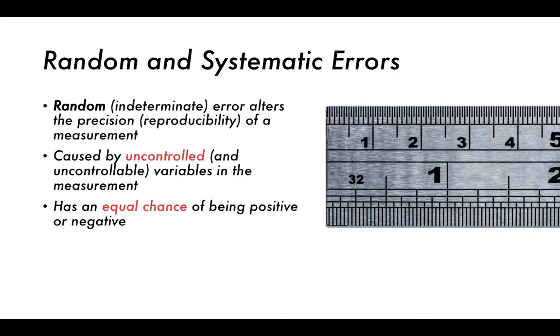Unfortunately, because it has an equal chance of being positive or negative, it is not going to be the sum of all of the errors. And it cannot be avoided. It's always going to be present. But like I said, there are ways of mitigating it.